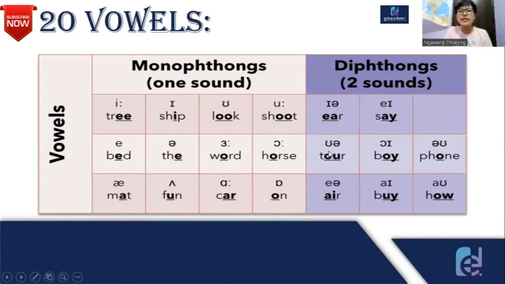Then A, then O, then air, then oi, then I, then O, then R. So these are the 8 diphthongs. And there may be a difference in the production of those words, right? Let's take an example of O and how, right?